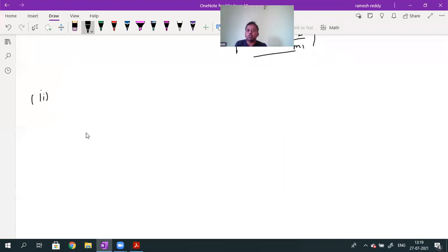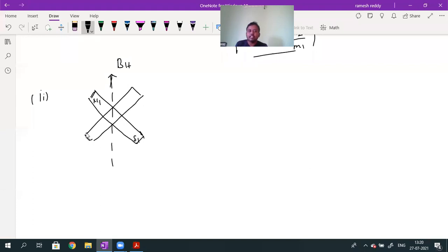Here also two bar magnets are arranged like a cross. This is one bar magnet, and this is another bar magnet. The two are arranged across, free to rotate in a horizontal plane in the presence of the horizontal component of the earth's magnetic field, given by BH. But this time, this one has north pole N1 and south pole S1, and this one has N2 and S2.